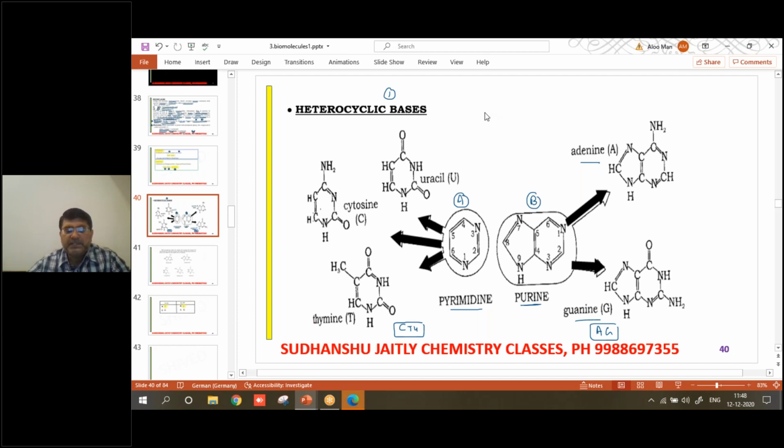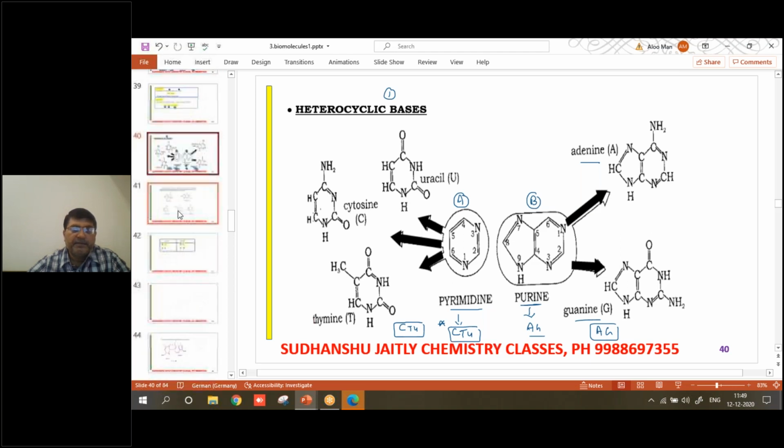This is how I memorized it; if you like it, it's entirely your choice. Purine is small, pyrimidine is big. So purines are of two types, adenine and guanine, and pyrimidines are of three types: cytosine, thymine and uracil. Those who live in Chandigarh can easily memorize it as CTU, Chandigarh Transport Undertaking, but I'm telling you this will be important: CTU and AG.